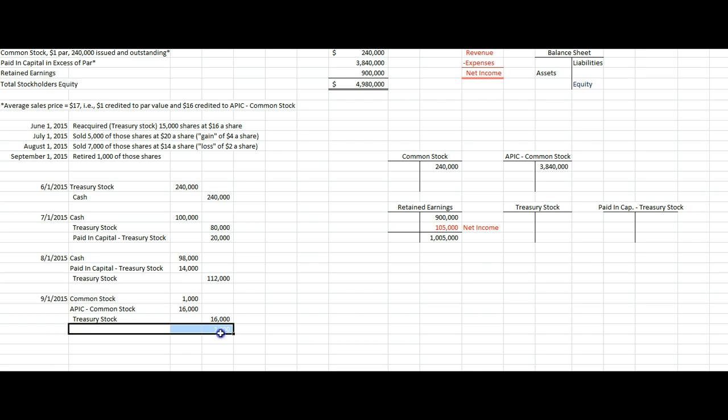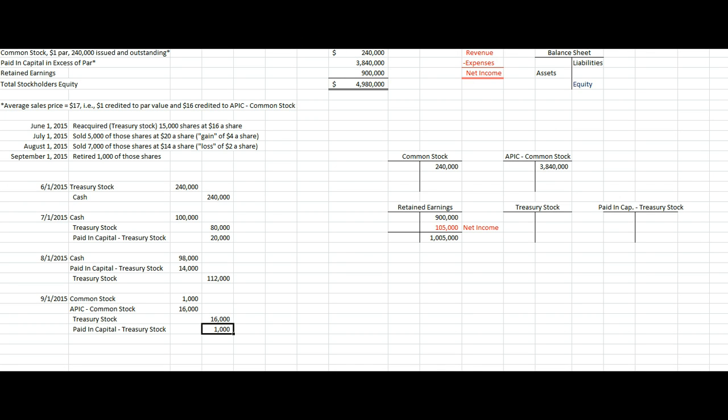That journal entry doesn't balance. It's off by $1,000. So what we're going to do is credit paid-in capital from Treasury Stock. Because if you think about it, we issued them at 17, we were able to buy them back at 16, so that's like $1 per share quote-unquote gain. So if it helps you, you can think of that $1,000 to balance that journal entry as reflecting the gain we got on those shares that we got to retire.